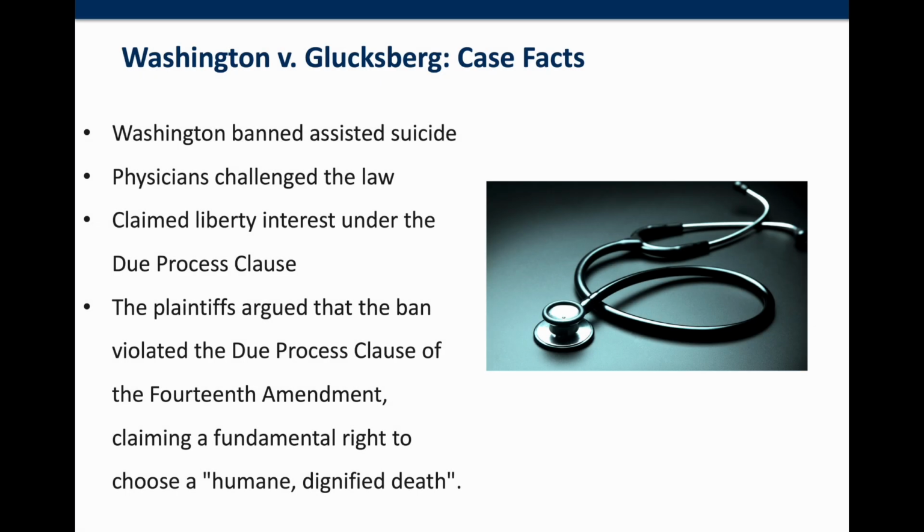So now we move into the case of Washington v. Glucksberg, which deals with a very different constitutional issue from that seen in Miller. Washington state had laws in place that prohibited physician-assisted suicide. Several physicians came forward and challenged the law, arguing that terminally ill patients possess a constitutional liberty interest in choosing the timing and manner of their own death. So in other words, these physicians are essentially arguing the Due Process Clause protected a right to physician-assisted suicide.